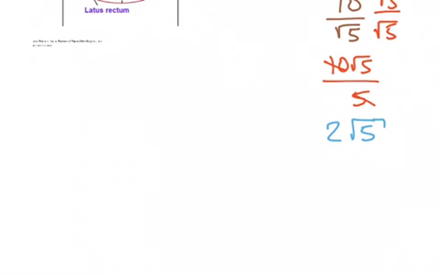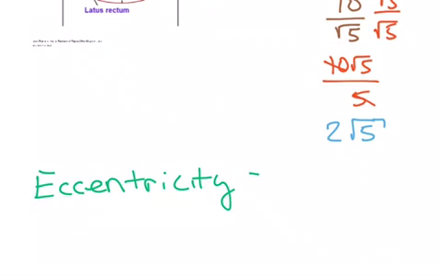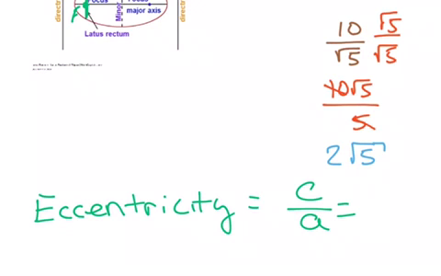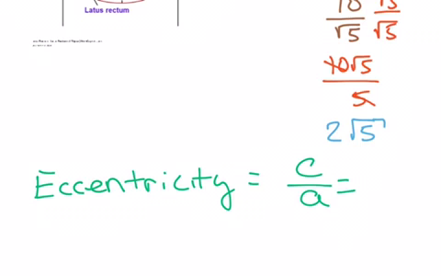Okay. Almost done. The only thing we're left with is eccentricity. Eccentricity is how much stretch you have. The formula to find eccentricity of an ellipse is c over a. So what I need to do is figure out what c is. How do I figure out c? Well, remember, a squared minus b squared is equal to c squared.